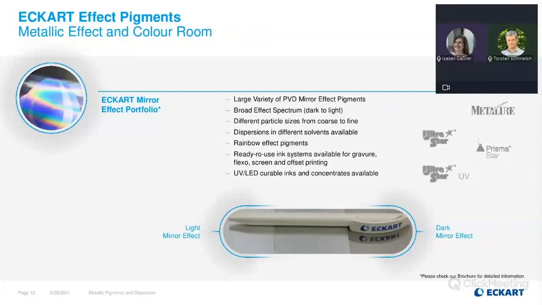There are also differentiations possible in the different solvents which are supplied with the Metaloo pigment. For UV, of course, we are limited to either a photo initiator or an acrylic resin, acrylic oligomer or monomer. Rainbow effect pigments are at the moment only available for solvent-based systems. We have ready-to-use inks for gravure, flexo, screen, and partly offset printing under the brand of Topstar, and of course UV LED curable inks and concentrates.